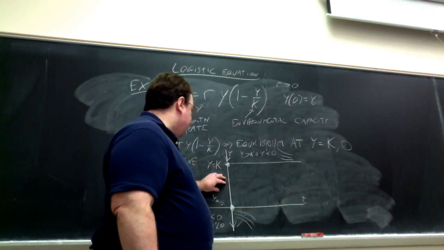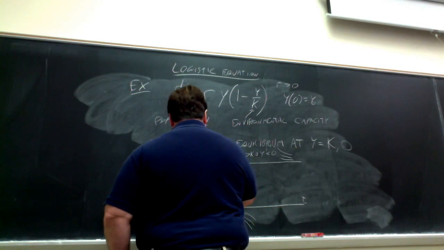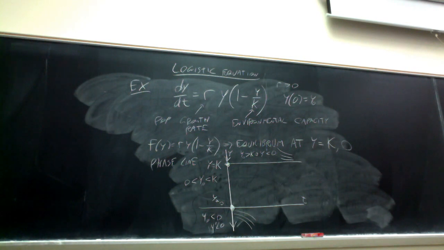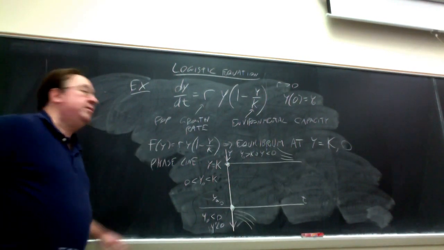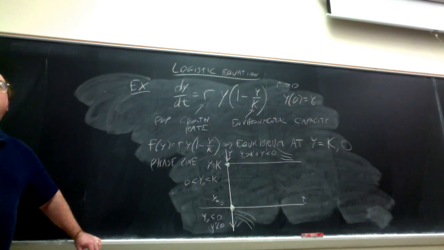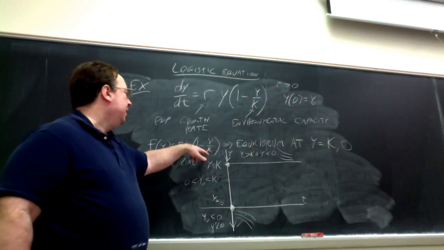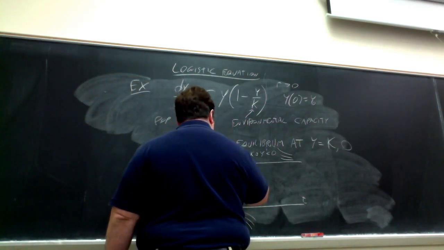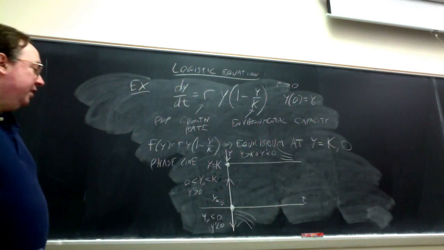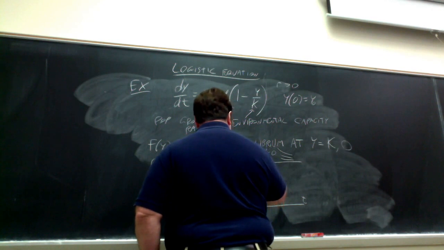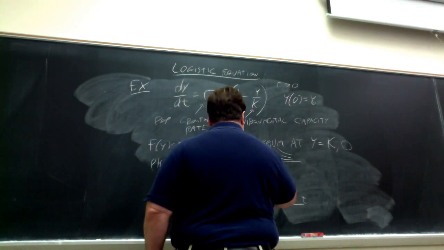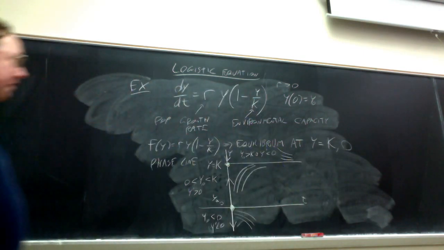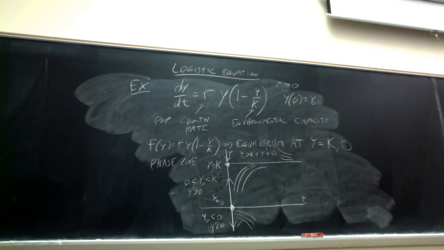Now, for the last case, we have y naught strictly greater than 0 and strictly less than k. So what's going to happen in that case for f of y, positive or negative? Positive, because this fraction is now less than 1. So this is positive, that's positive, everything's positive. So y prime is positive, so we draw an arrow going up. So solutions with initial values anywhere in between here are going to be trending upward, increasing towards the solution y equals capital K.